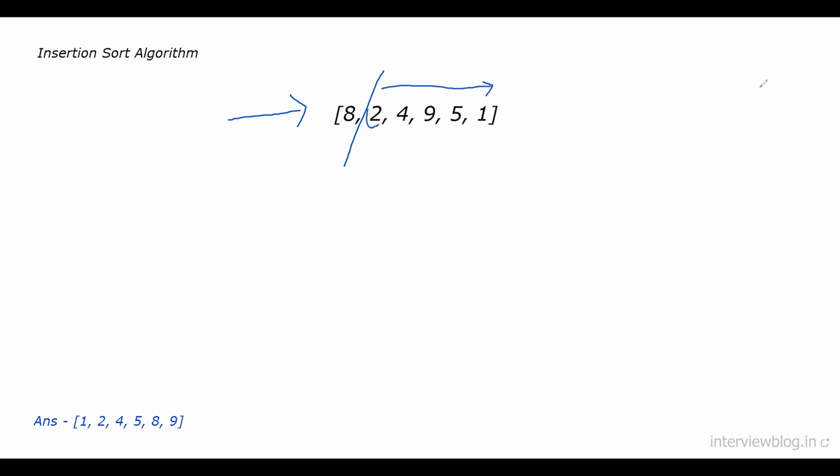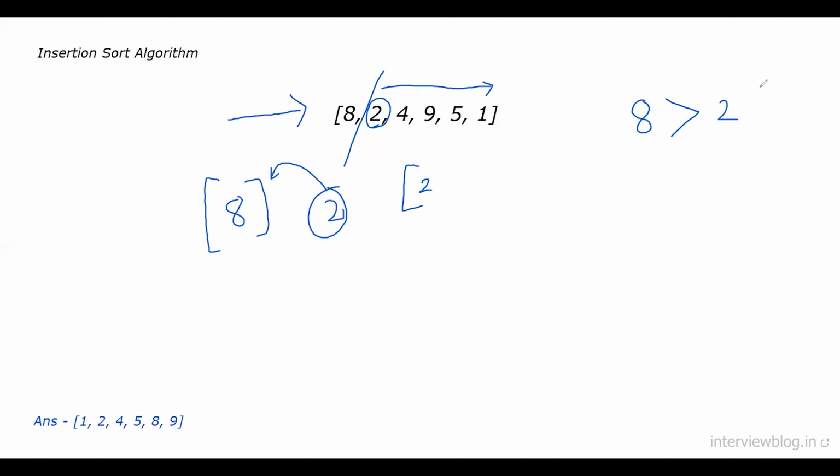So I'll be reaching this 2. Now my tentatively sorted list contains 8 and I'm going to insert this 2 into the tentatively sorted list. So I'll compare 8 with 2. Since 8 is greater than 2, I'll be swapping 2 and 8. So my tentatively sorted list will now become 2 and 8. The remaining part of the array remains the same, that is 4, 9, 5 and 1.